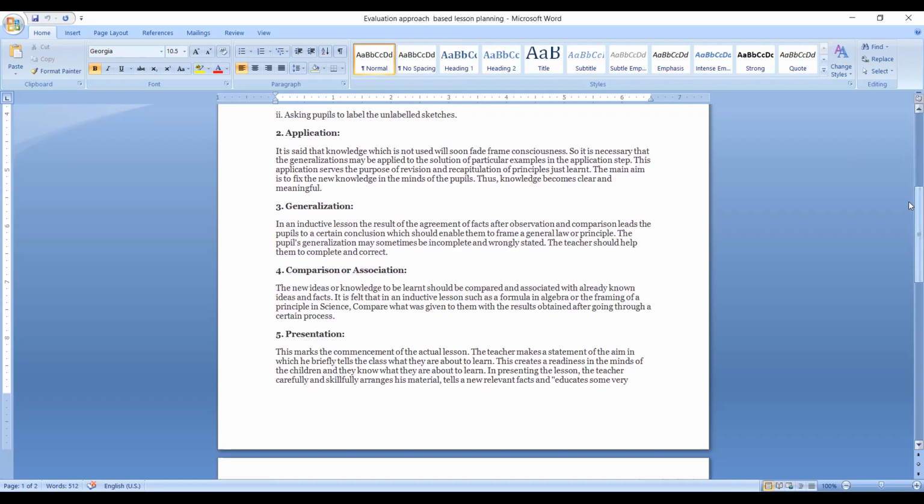Okay, now it is the time of generalization. Generalization is an inductive lesson: the result of the agreement of facts after observation and comparison leads the pupils to a certain conclusion which should enable them to frame a general law or principle. The pupils' generalization may sometimes be incomplete and wrongly stated. The teacher should help them to complete and correct it.